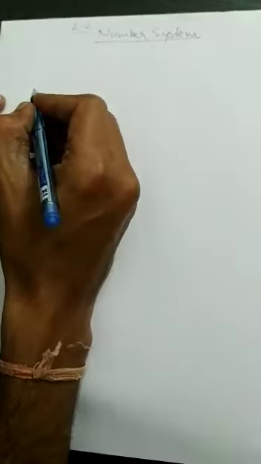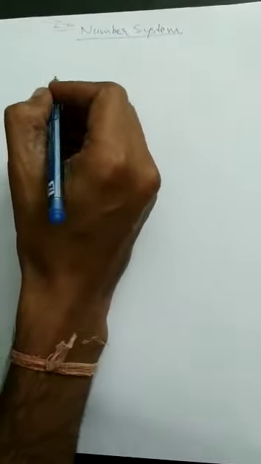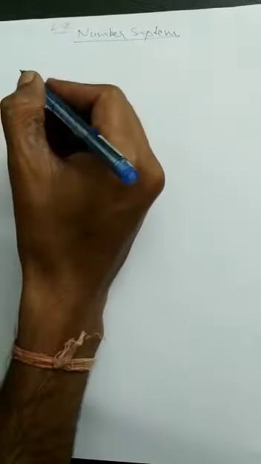Good morning students. Today I am going to start the next chapter of the computer, that is lesson 2, number system. In ancient times, when we used to count things, we used fingers and pebbles, sticks and other types of stones to count the numbers.